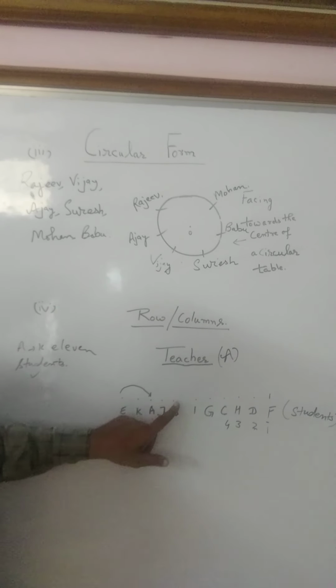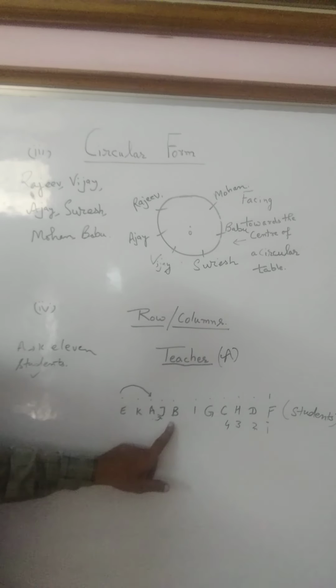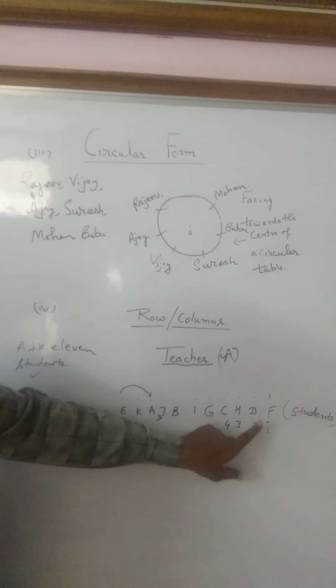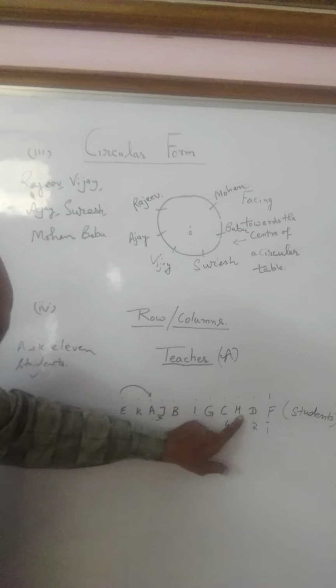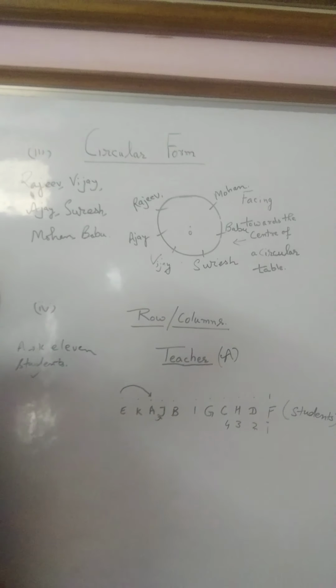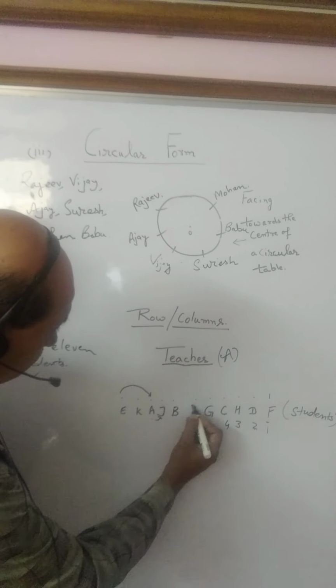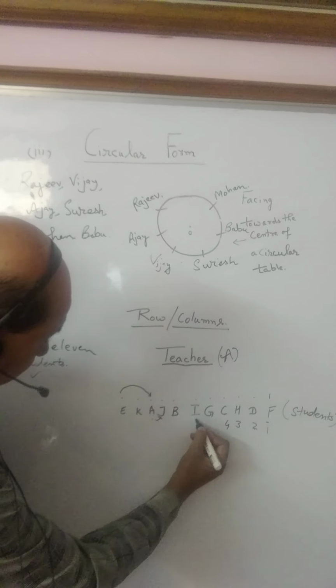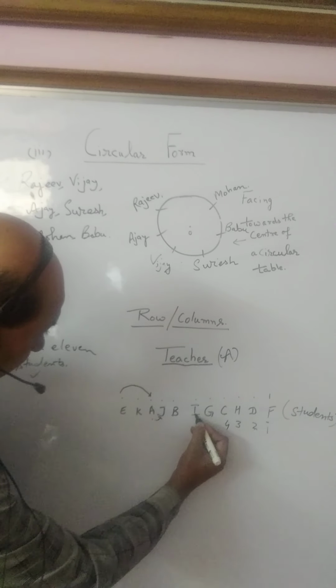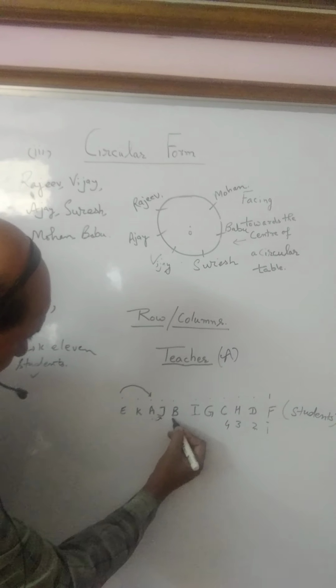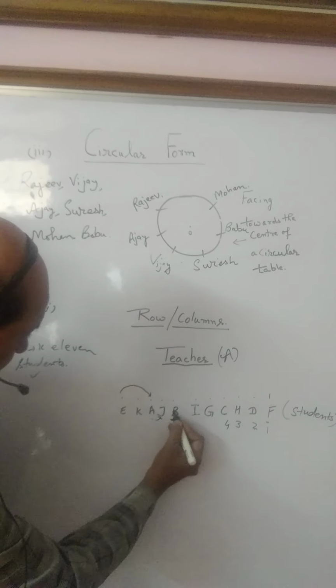B is to the left of G, means wherever G sits, B will always be on the left hand side of G. H is to the left of D. So D's position is between H and F. So I am left with now I and G. H is to the left of D and is the third place to the right of I, means wherever I is, H is on the third position on the right hand side. So I have written here, and the last candidate, the last boy left, will sit here.